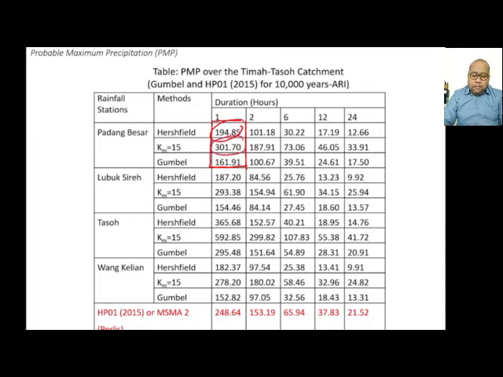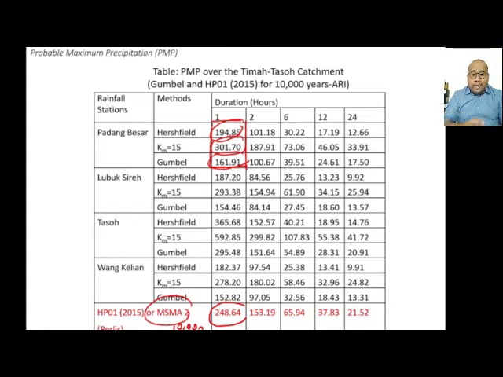But if you have a Gumbel for 10,000 years, you can see it's low compared to the Hershfield. And then if we compare with MASMA, if we use MASMA or the HP01 2015 for 100 years ARI, you will get 248.64. So this value is actually quite near to the Km equal to 15. So which one is more valid?